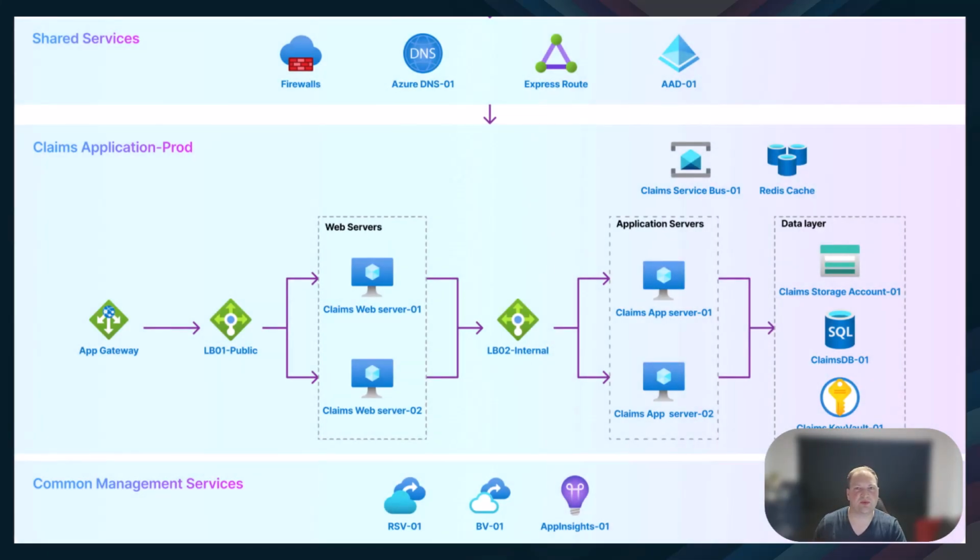So this is an enterprise claims application. At the top we have shared services like firewall, DNS, ExpressRoute connectivity, Entra ID that's used organization wide. Then in the middle we can see our claims application. Notice that even this single application is made up of many different resources: application gateways, load balancers, web servers, app service, database, storage accounts, key vaults.